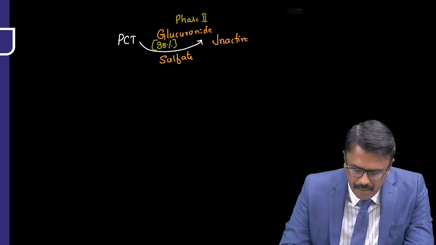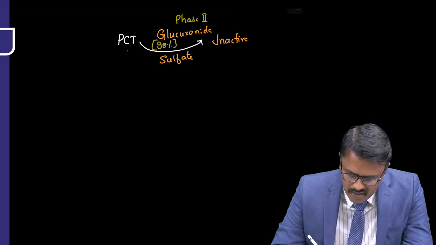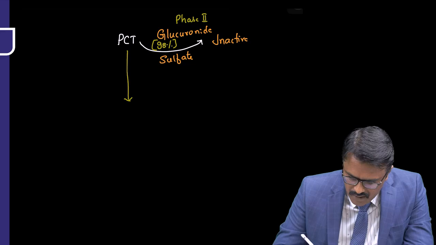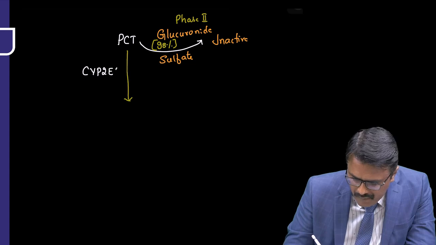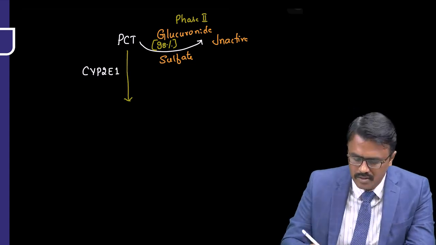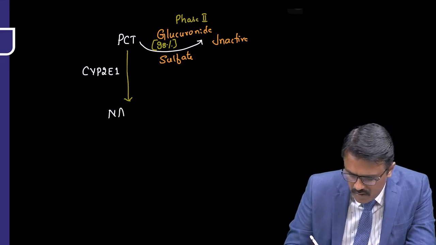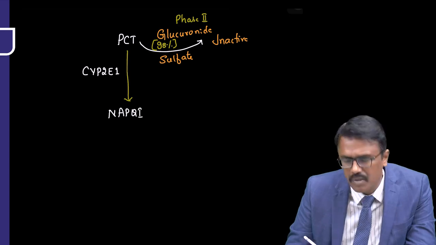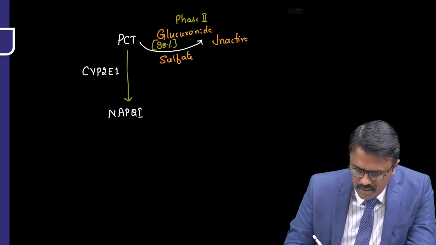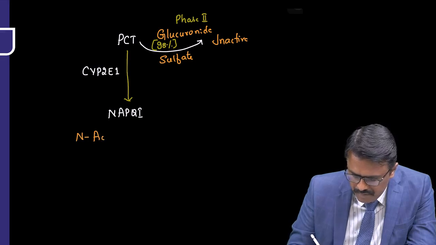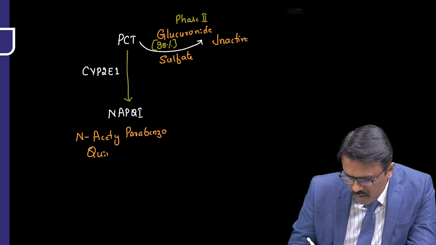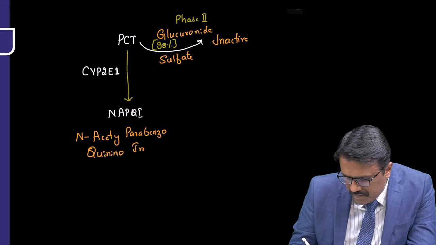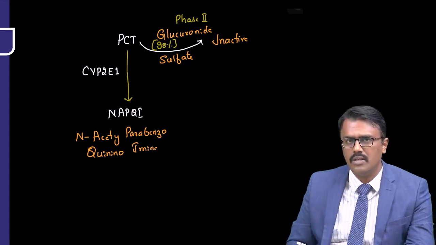Okay, fine. Now another 1 to 2% of the paracetamol is metabolized by the enzyme called cytochrome 2E1. I have given the example of this. This will lead to the production of a toxic metabolite that is called NAPQI. Sir, what do you mean by NAPQI? NAPQI stands for N-acetyl-para-benzoquinoneimine. So it is a toxic one.